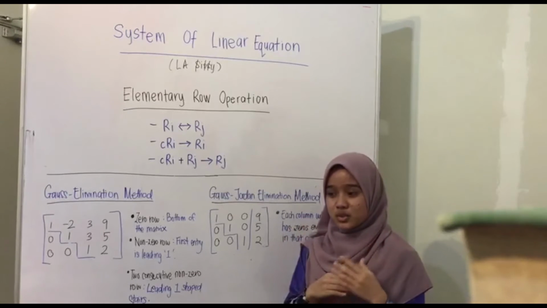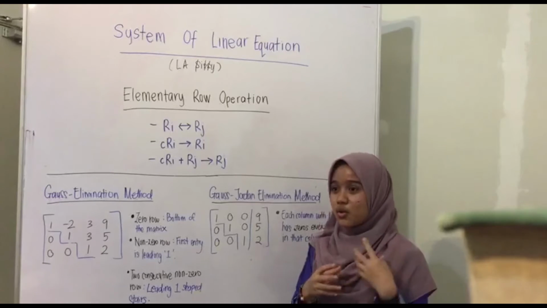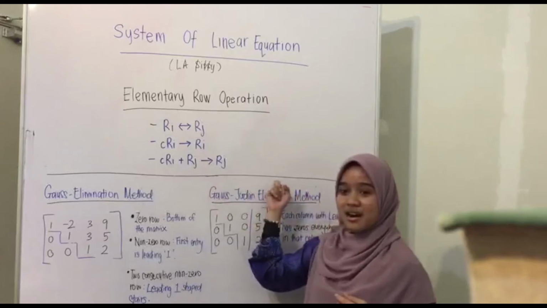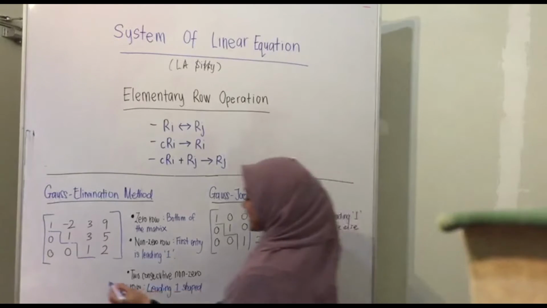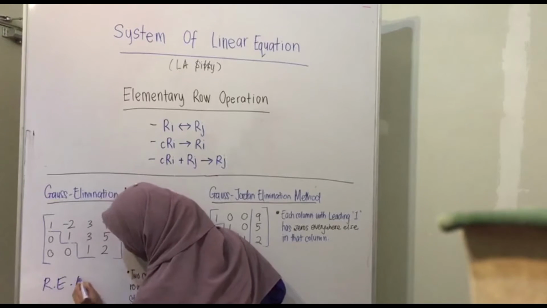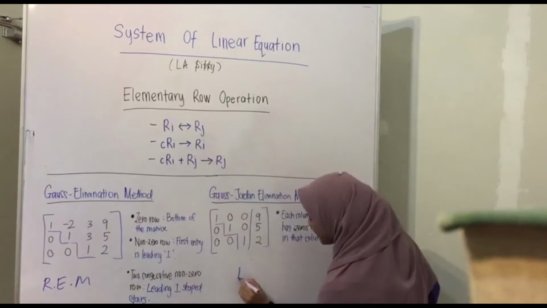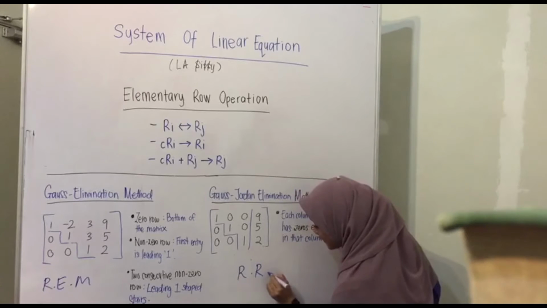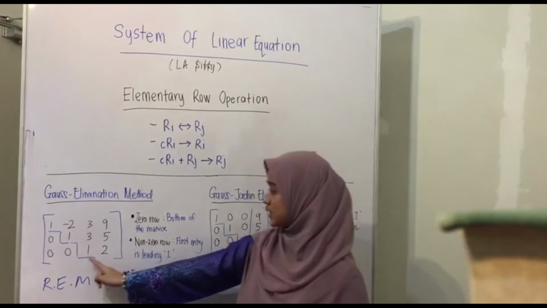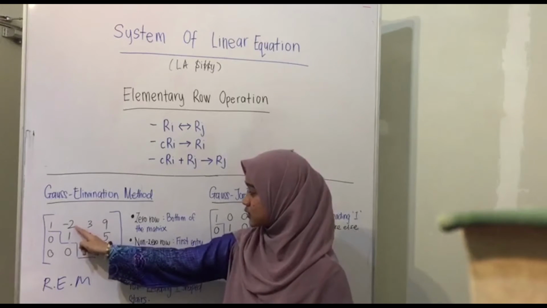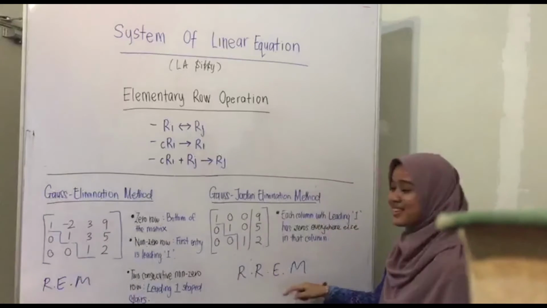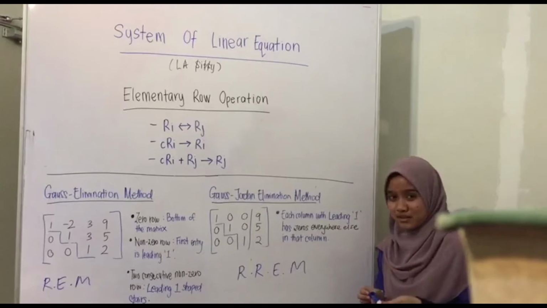Gauss-Jordan is also called the reduced row echelon matrix, RREM. We reduce from here and make it zero. That means a reduced row echelon matrix.